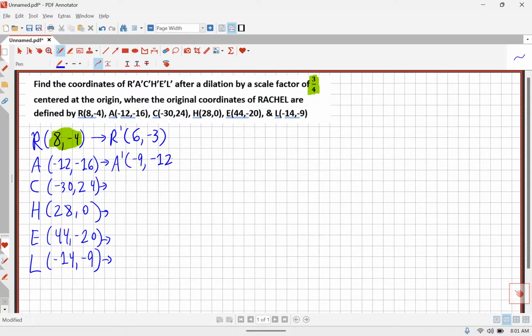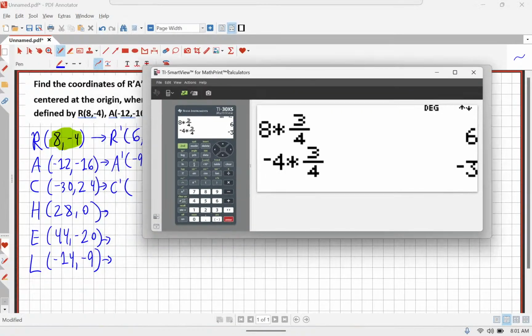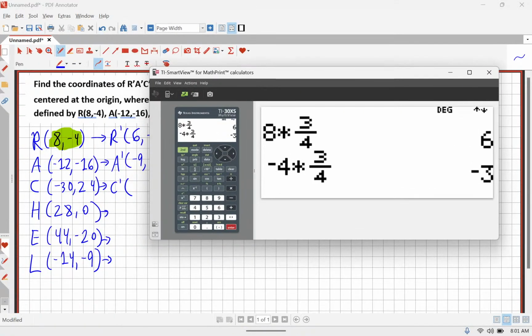How many of us got -9, -12 for A prime? You'll love to see it. Jackson, how about C prime? Oh, that's okay. So what am I going to do with those numbers? Good, Jackson. What should I do with -30?